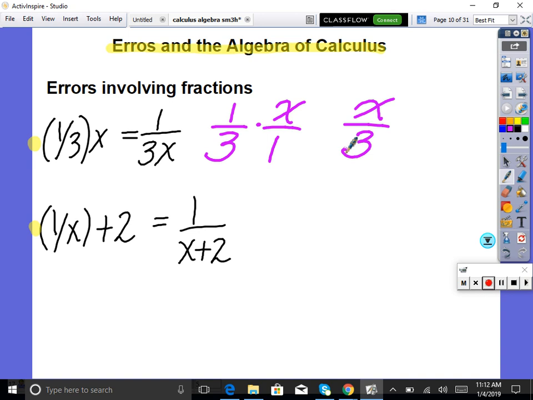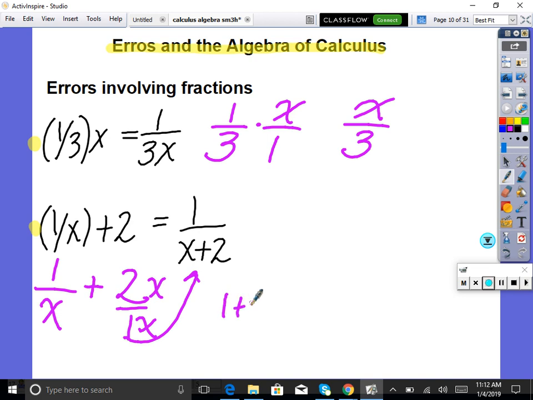I don't know what people do here. I have no idea why anyone, this is what the book says calculus students make. They say that they go from here to here. I don't know why anyone would ever do that. This is over 1, isn't it? We would need a common denominator, x over x. So that would be 1 plus 2x all over x. Okay.